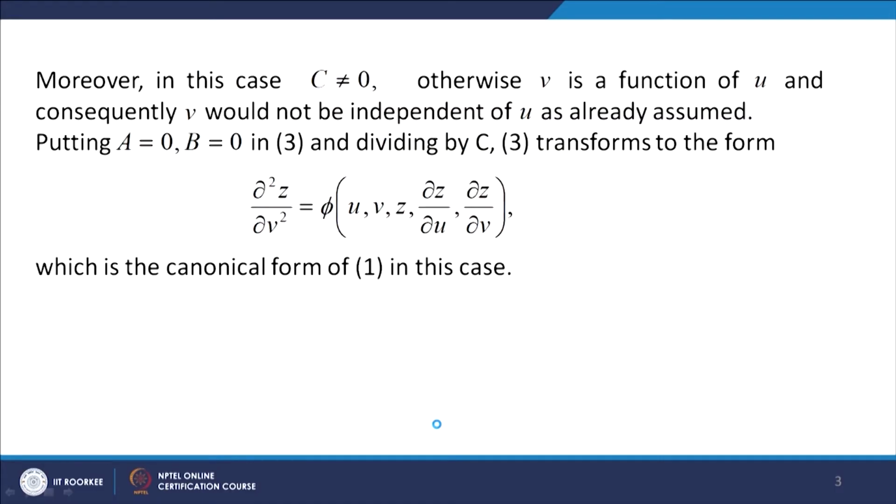Further, c cannot be 0 in this case because otherwise v will be a function of u, but we have already assumed that v is independent of u. So c cannot be equal to 0, and therefore putting a equal to 0 and b equal to 0 in equation 3 and then dividing by c, we get the equation z vv equal to phi of u, v, z, z u, z v, which is the canonical form in this case. And this can then be easily integrated.